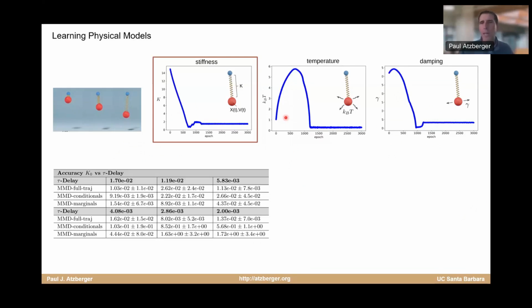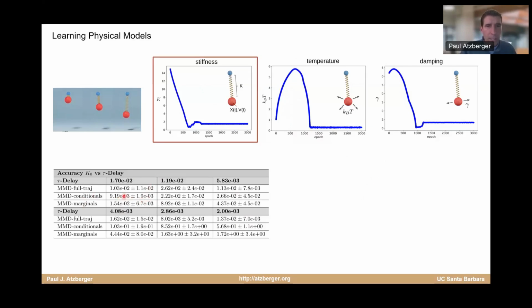One of the nice things about the MMD that we noticed is that once the stiffness seems to get within the right ballpark, it gets pulled away from that kind of local minimizer towards the correct temperatures, as you're seeing here in this particular training run, and similarly with the damping. So you can see that there's also interesting sensitivity on the time scales here, and just comparing the different protocols, full, conditional, marginals, for a relatively large sampling time scale versus a small sampling time scale. You can see that that plays a significant role in the accuracy of the results, especially when we look at something like the conditionals.